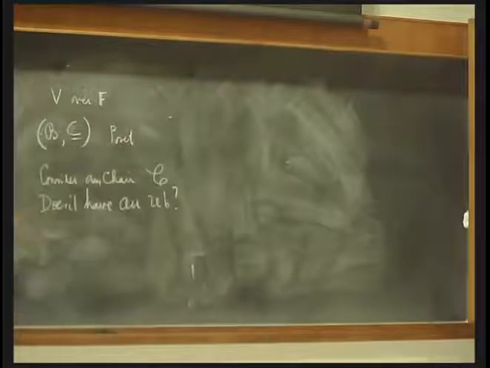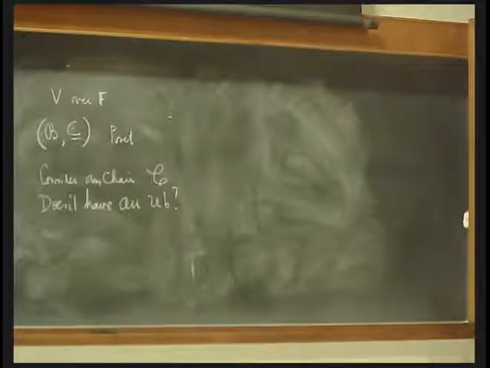If the answer to this question is yes, Zorn's lemma will tell us that in this poset, if every chain has an upper bound, there must be a maximal element. What are these elements? Linearly independent sets. So there will be a maximal linearly independent set. A maximal linearly independent set is called a base. So every vector space will then have a base.